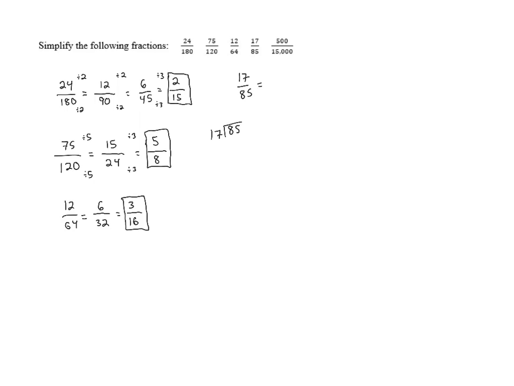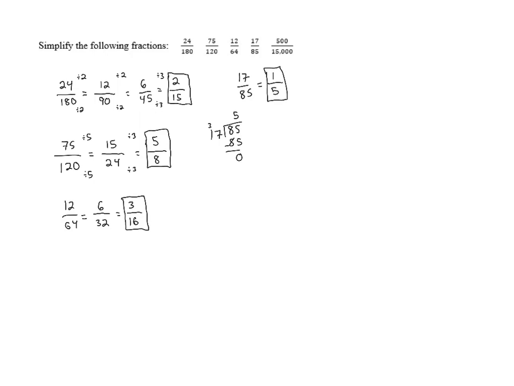well, 85 is about 100, 17 is about 20, and 100 divided by 20 is 5, so we could try 5. 7 times 5 is 35, carry the 3. 5 times 1 is 5, plus 3 is 8. There we go. So 85 is 17 times 5. So if we reduce the top and bottom by 17, we end up with 1 on the top and 5 on the bottom. So 1/5.